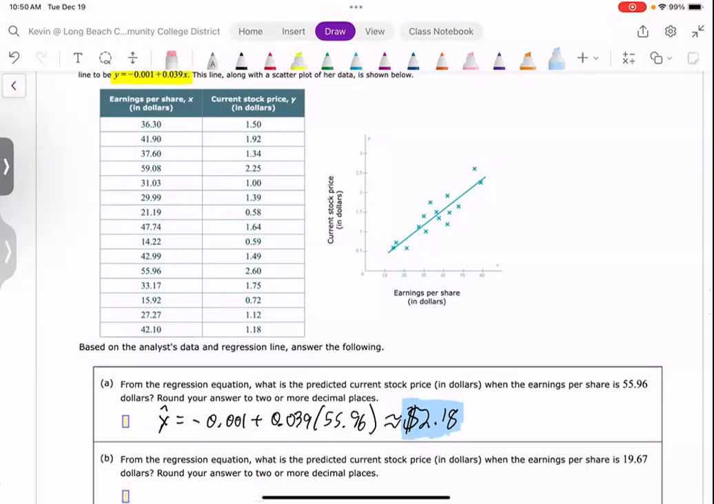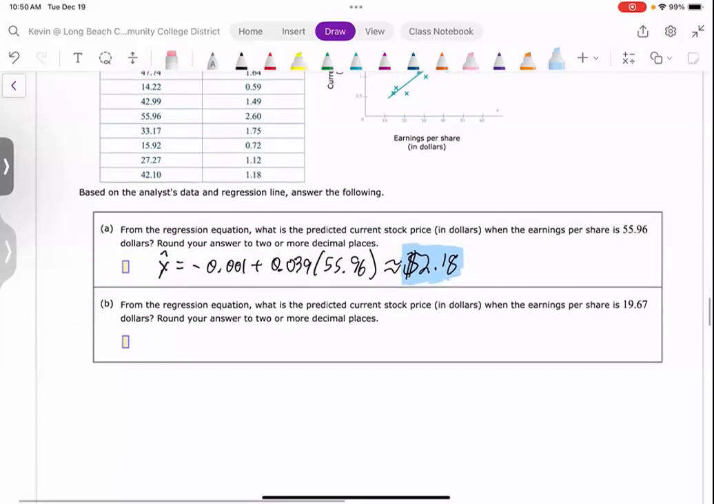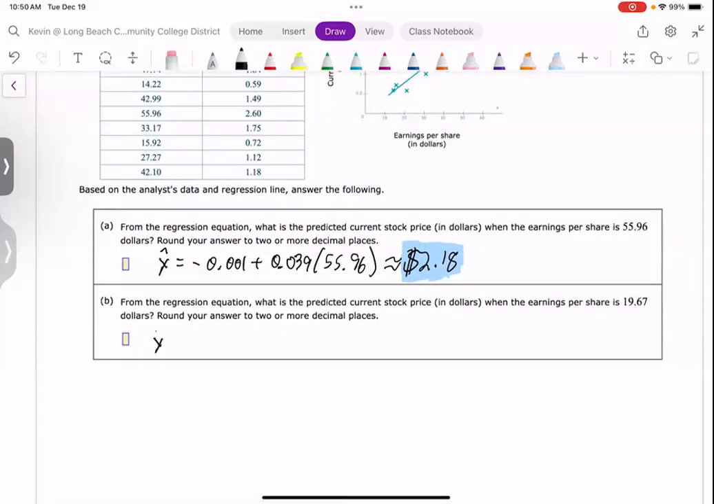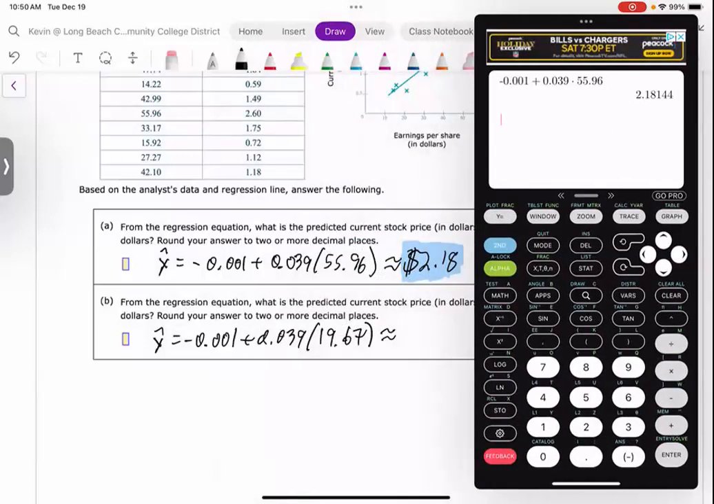And from the regression equation, what is the predicted current stock price in dollars when the earnings per share are $19.67? Well, we're going to do the exact same thing. I'm going to go Y hat equals negative 0.001 plus 0.039 times 19.67. Let's see what we get. Negative 0.001 plus 0.039 times 19.67. It's about 77 cents, looks like.